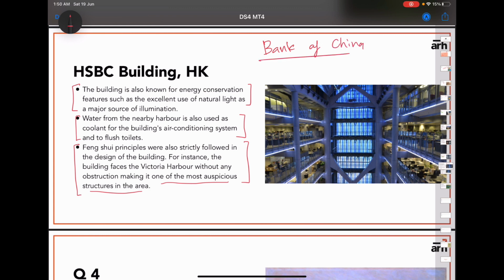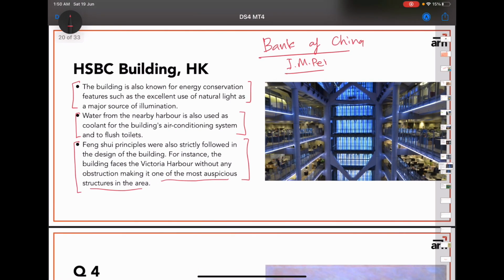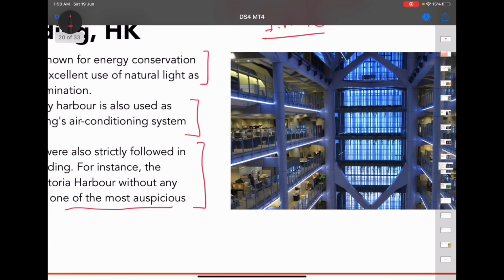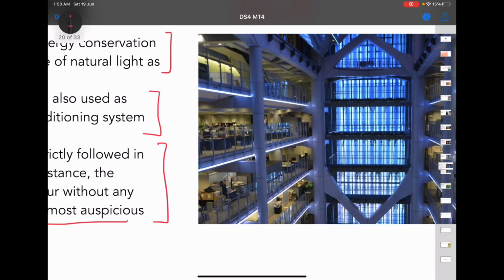This is designed by IM Pei. This also uses a very aggressive Feng Shui to attack the nearby buildings, which are mostly financial buildings in that area. And if you see, the structure is designed in such a way that it reduces the need of internal column structure, as I was explaining in a way.